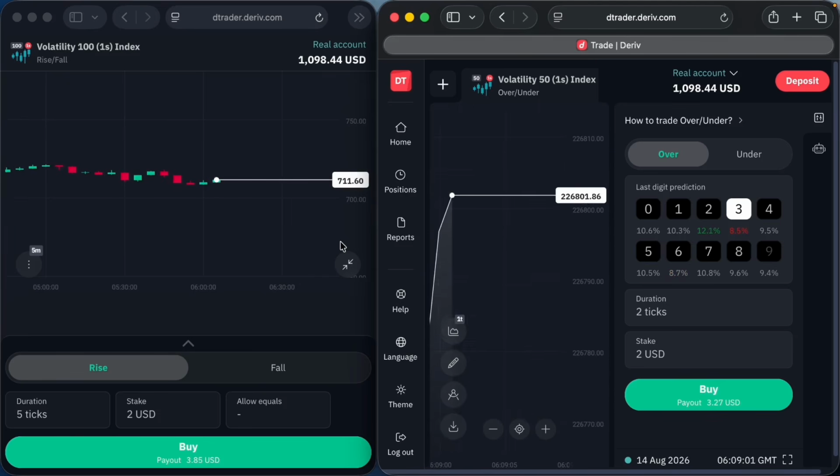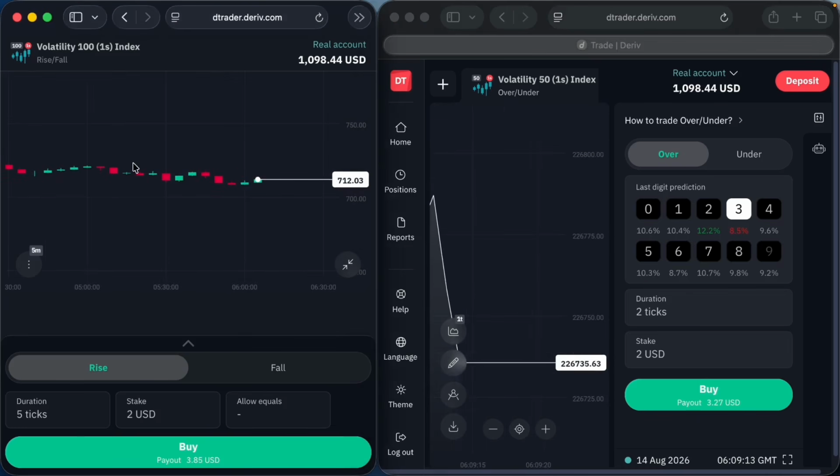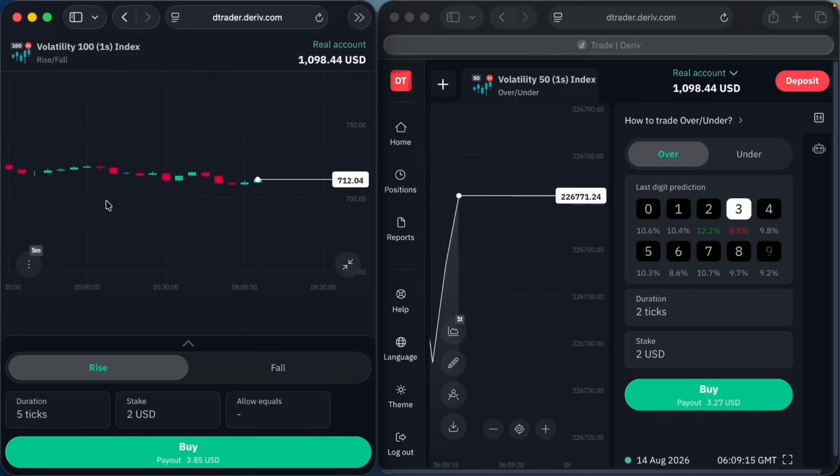Now, how does rise and fall work? Rise and fall works very differently. Instead of looking at the last digit, you're predicting the direction of the market. As you can see here, right now I have a chart. So you predict the direction of the market. Will the price rise or will the price fall? That is the basic idea.